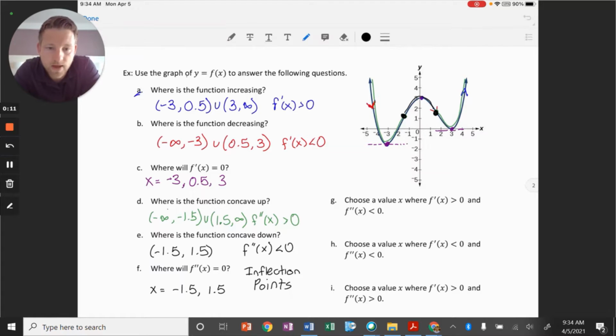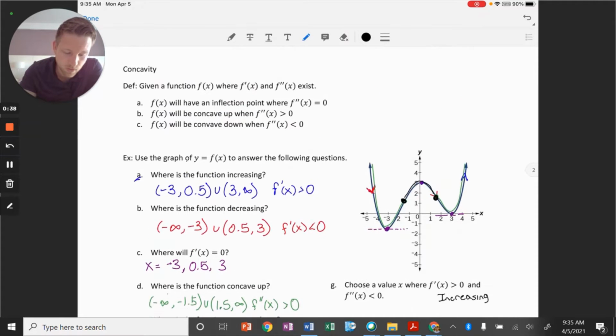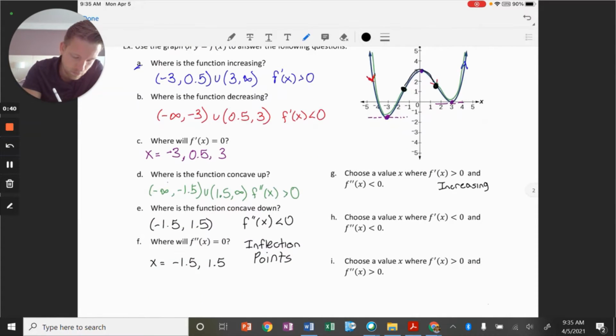We want to choose a value x where f prime of x is greater than 0 and f double prime of x is less than 0. So let's think about what these two statements mean. A first derivative that is greater than 0 means we are increasing. And a second derivative that is less than 0 means that we are concave down. So we can write that on our page.